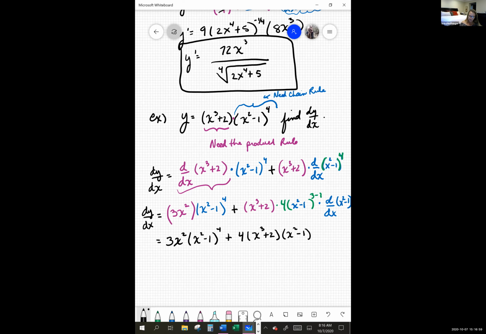I'm sorry. This should have been 4 minus 1. I was probably calculating it in my head. So 4 minus 1 is 3. So this should be cubed, times the derivative of x squared minus 1. So the derivative of that is just 2x.